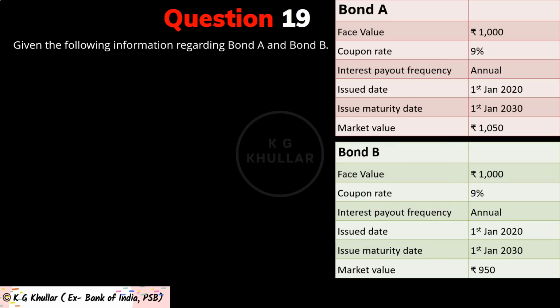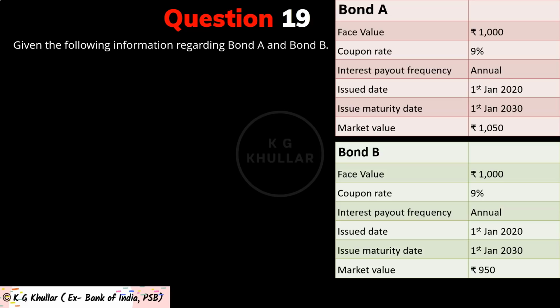Now the case study goes like this. Given the following information regarding bond A and bond B. Now friends, as you can see, for both bond A and bond B, face value is given, coupon rate is given, then interest payout frequency is also given, then issue date is given, then maturity date is given, and finally market value is given. Now answer next 5 questions based on data given.